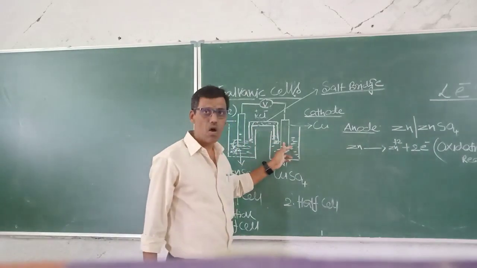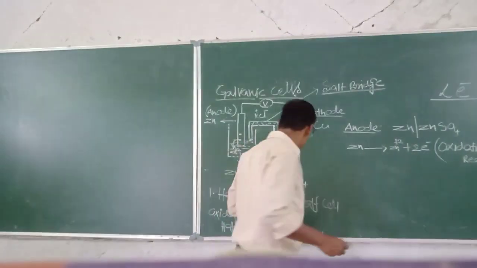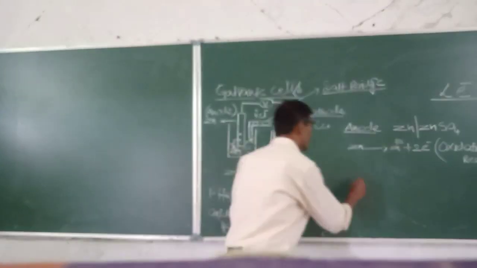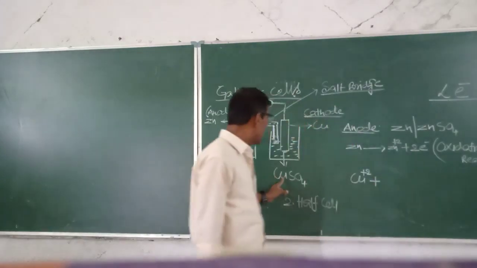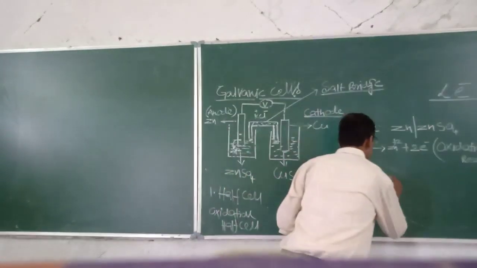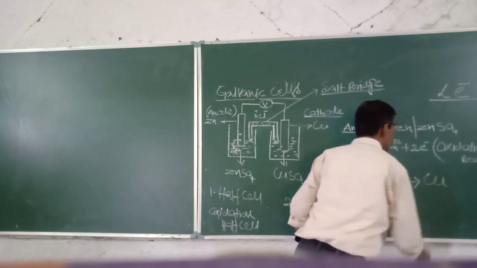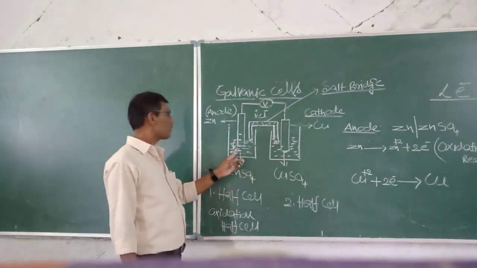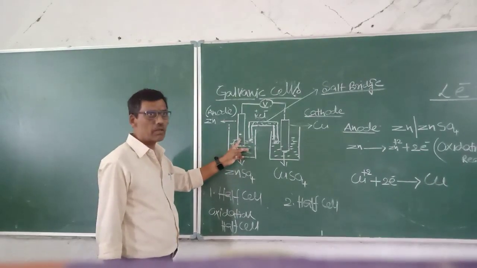Let us come to the other half cell, that is, the copper rod dipped in copper sulfate. In copper sulfate, copper is present in the form of Cu plus 2 ions. The Cu plus 2 ions will receive 2 electrons and form neutral Cu atoms. How do they get the 2 electrons here? From the electrons lost by the zinc atoms.